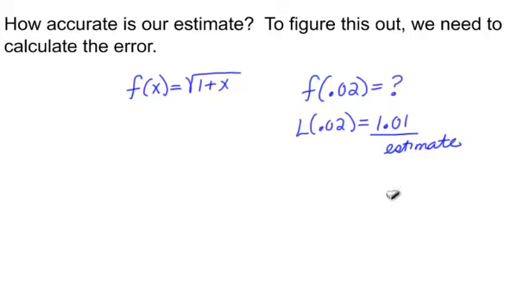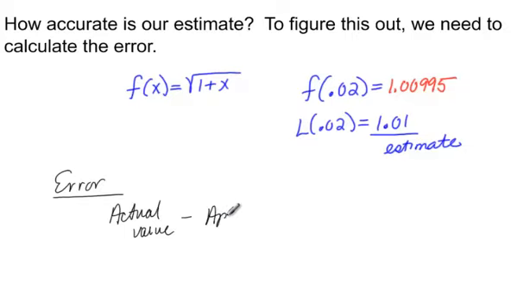And if we get out a calculator and actually figure out the value here, our actual value is 1.00995. Okay, so if we're going to figure out our error, we need to do a little subtraction here. So our error is the difference between these. It's our actual value minus our linearization or our approximation. And we just want the magnitude of that difference. We don't care if it's positive or negative, so we're going to take the absolute value of that.